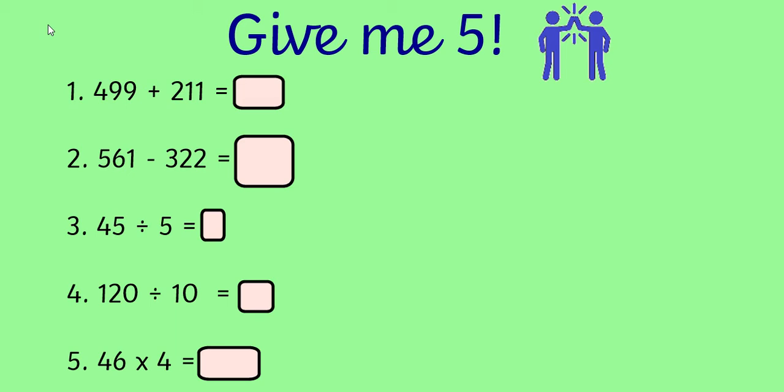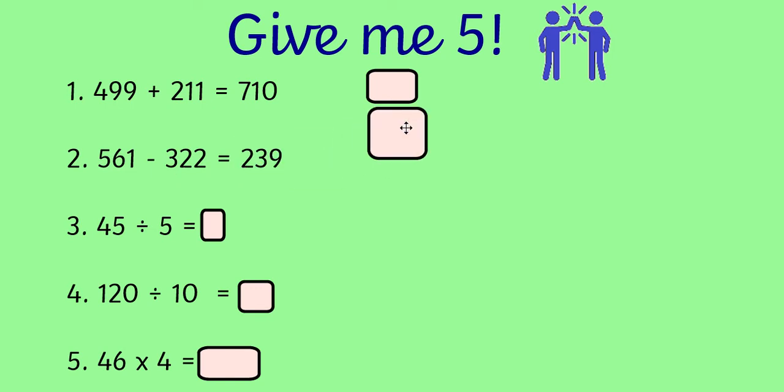Okay, brilliant. So we start with a column addition, or you could have added on 1 to 499 to get 500. Then we're just adding on 500 to 200, which gives us 700, 711, but then we need to take away that extra 1 that we added, so we get 710. This one we can use a column subtraction, 561 take away 322, and we get 239.